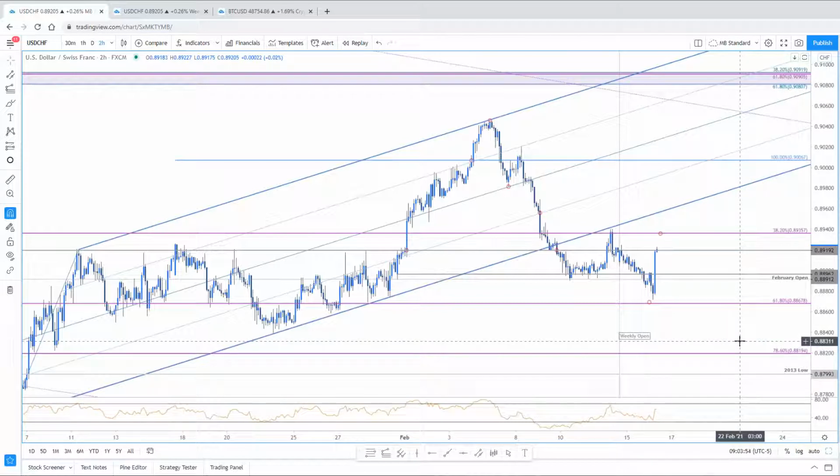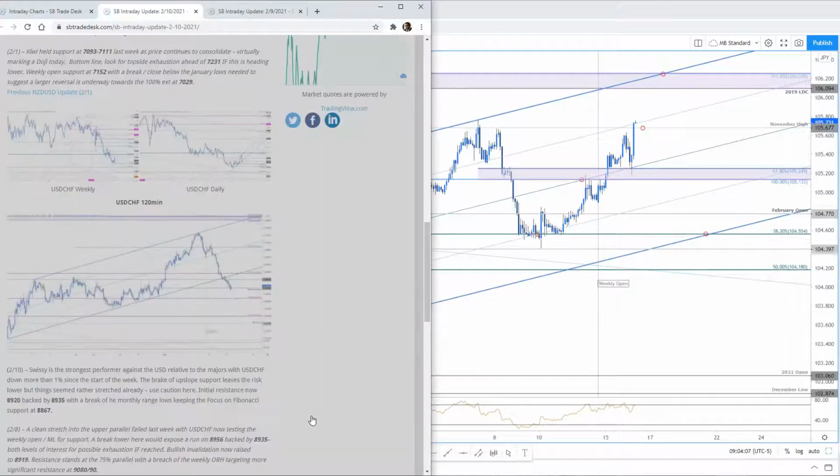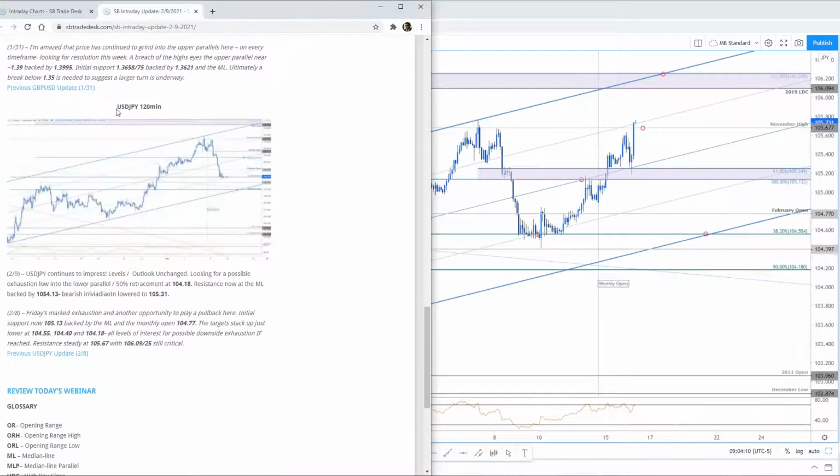Yet another cautionary tale for the dollar sell-off everyone seems to be so excited about, coming into some major support. Last but not least, dollar yen looks like this. And here was our last update on dollar yen. That drop into the 38.2, I think it was 104.55, ended up just holding. Remember, for our part, we were looking for a breach above 105.30 for bearish inval. Initial resistance, sorry about the typo there, 105.13.